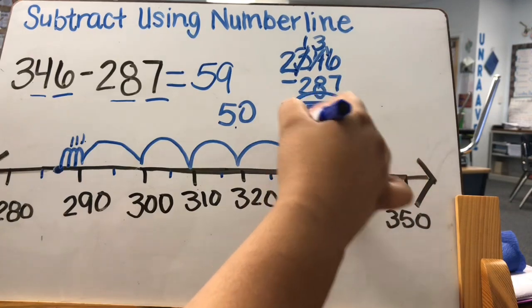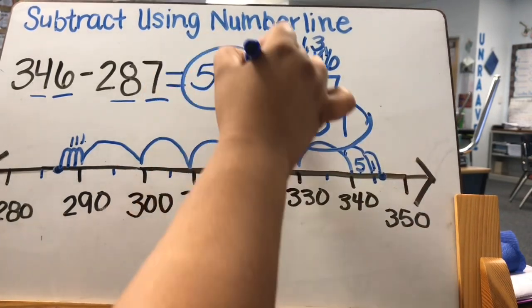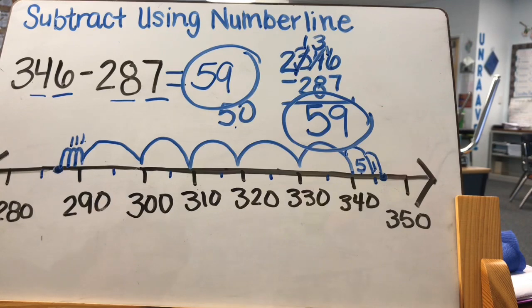This is how I check my work. 59 and 59. They are both the same. Therefore, my number line and the math I did with my number line is correct.